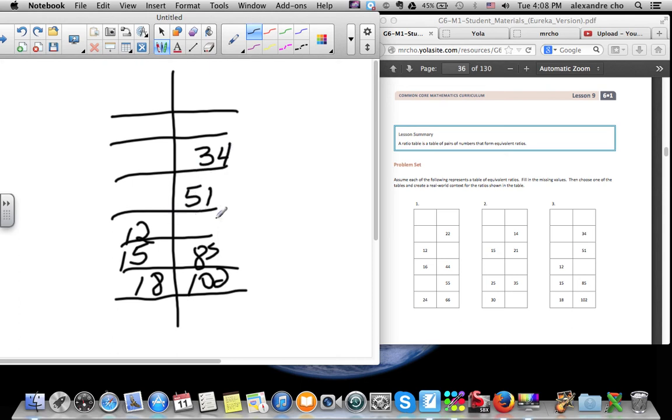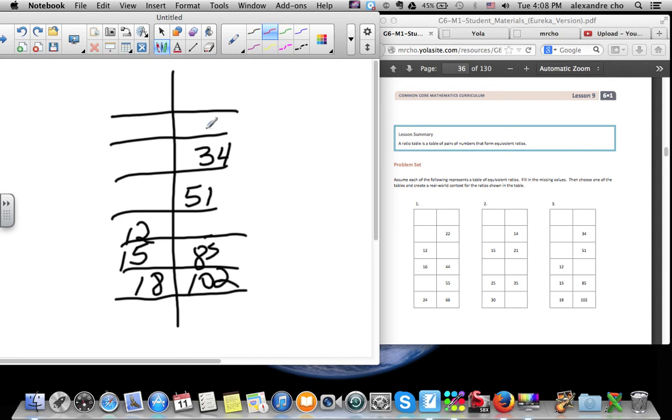Okay, if you look at these numbers here on this side, let's see how I would do this. You have to recognize what the multiples are, what possibilities here. Here on this side, 12, 15, 18, they're all multiples of 3. Here on this side, 34, 51, 85, 102, well, they all look like multiples of 17. Let's see if that works.